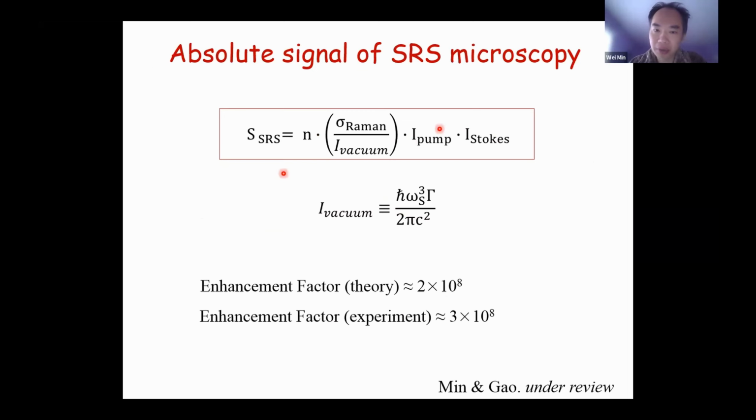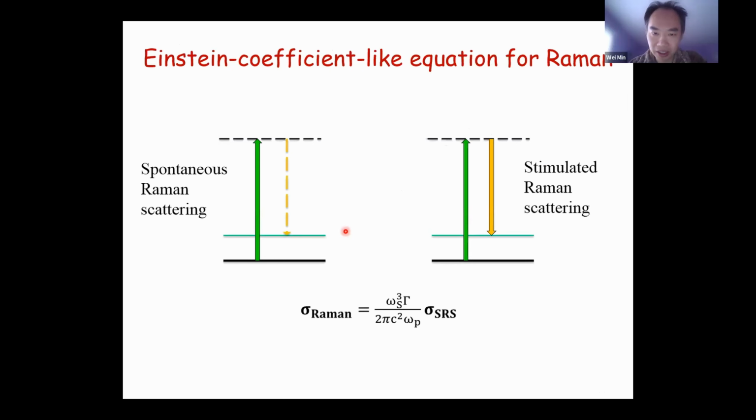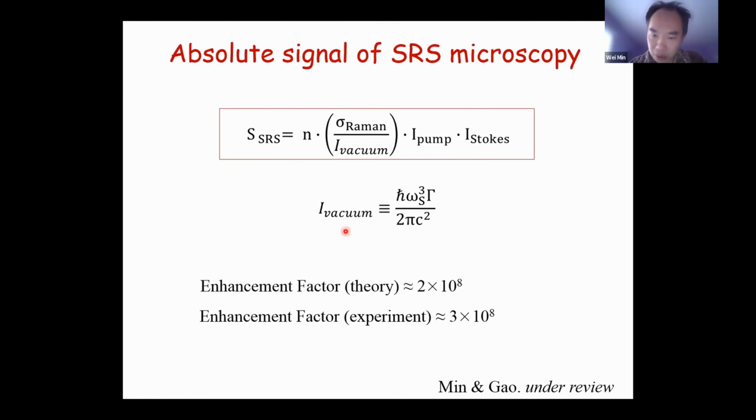So the equation looks very similar. Very simple. This is the rate of SRS. This is the intensity of pump, intensity of Stokes. This is the number of molecules. This is the Raman cross-section. Everybody uses that. Now we need to divide it by a term, which we now interpret as a vacuum fluctuation. So effective intensity due to the virtual photons in the vacuum. So this is basically what we derived in this paper. Now we can put it into use.